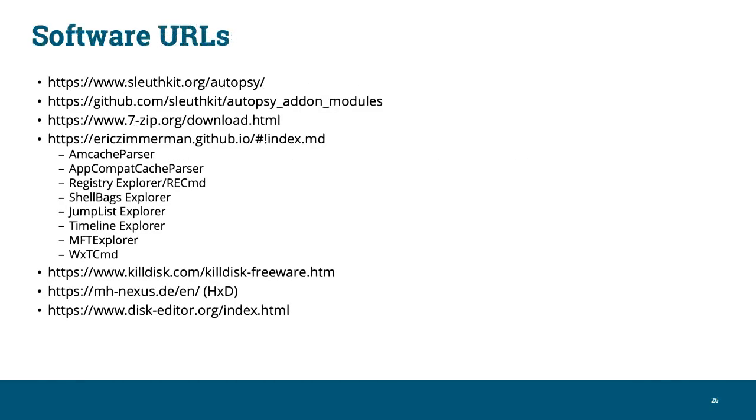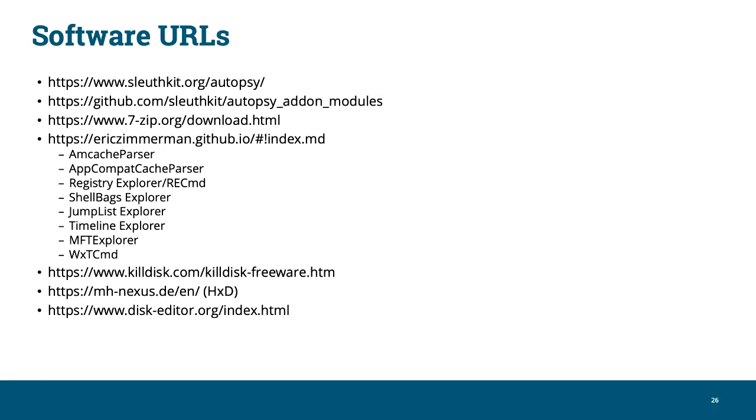These are the software URLs. We're going to download the Sleuth Kit by Autopsy. We're going to download the add-on modules for the Sleuth Kit. We're going to download 7-Zip because we're going to need that to extract the Zimmermann tools. We're going to go to the website with the Zimmermann tools. We're going to download the AmCache Parser, the AppCompatCache Parser, Registry Explorer, Shellbag Explorer, Jump List Explorer, Timeline Explorer, MFT Explorer, and WxTCmd.